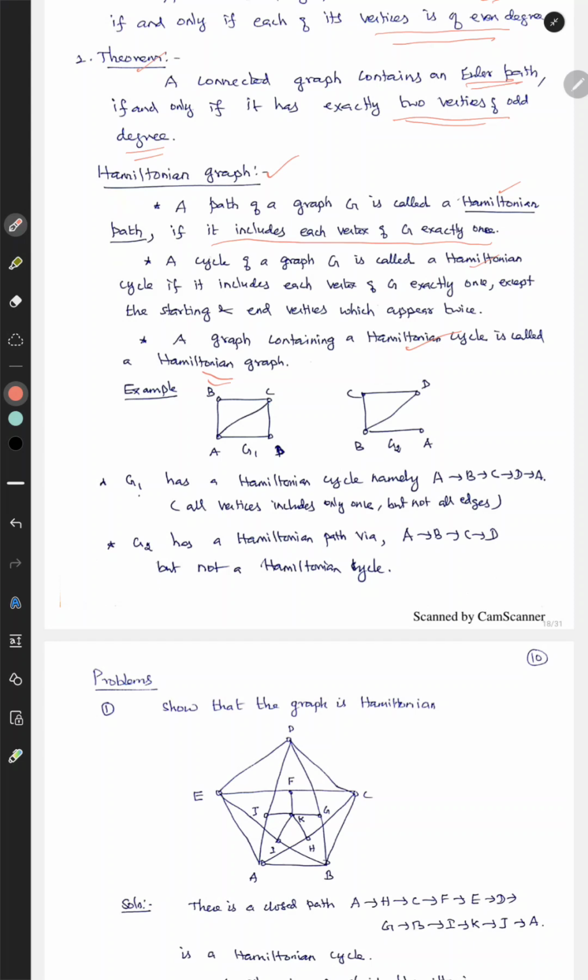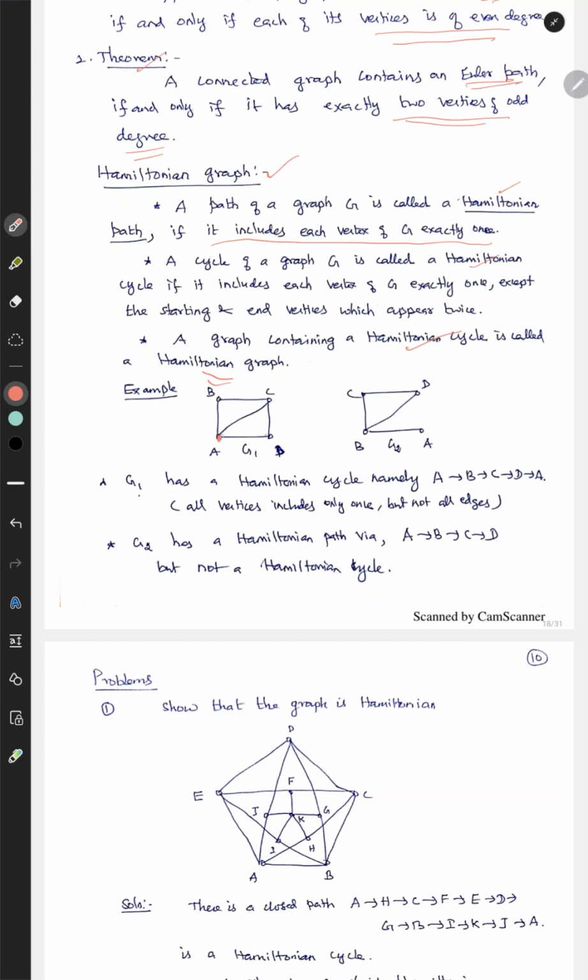Now consider the previous example graph itself. This one had an Euler path, but it is not Eulerian because there is no Euler circuit. But does it have a Hamiltonian path? You take the path A, B, C, D. There are only 4 vertices, and this particular path contains all the vertices exactly once. Therefore, it's a Hamiltonian path.